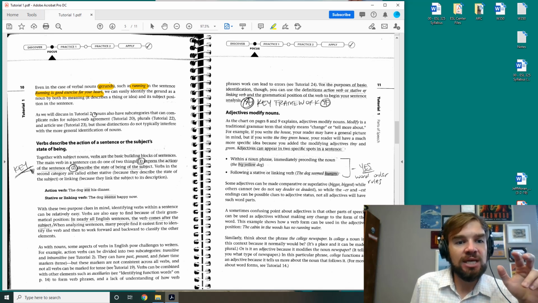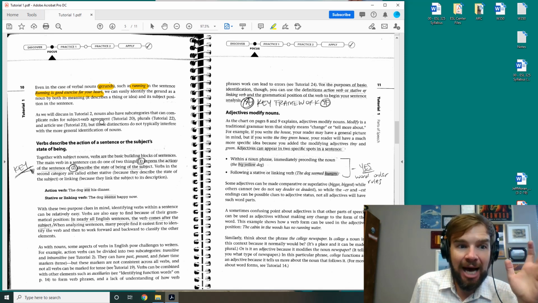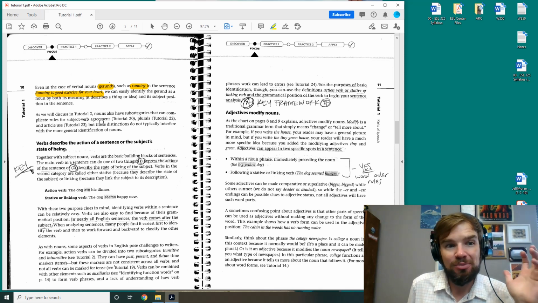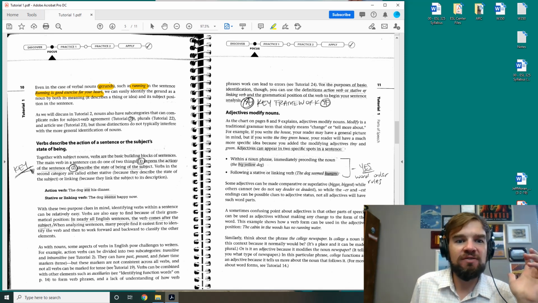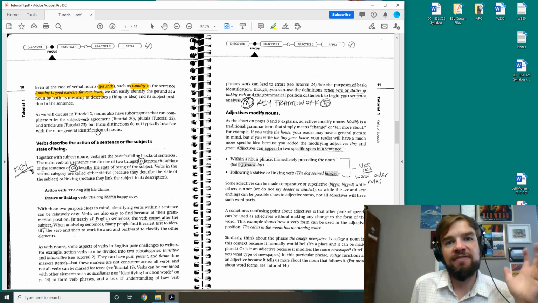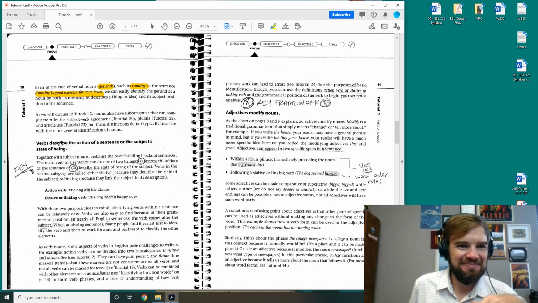Now, as we will discuss in tutorial 2, nouns also have subcategories that can complicate, make things more difficult, more complex for subject-verb agreement, plurals, and article use. But those distinctions do not typically interfere with the more general identification of nouns. So here's those cross-references. If you want to go look at these tutorials right now, go for it.